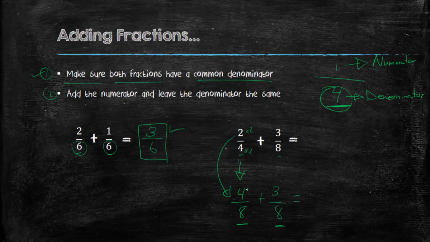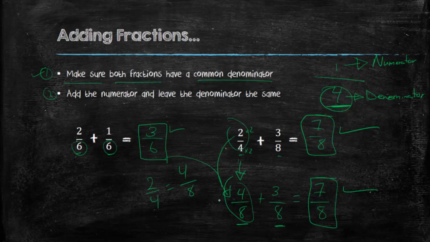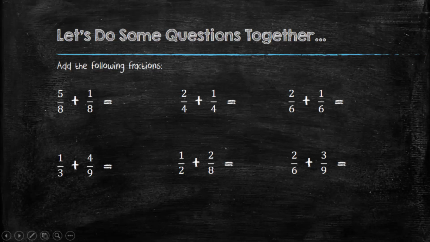8's, great. So now we add the numerators. 4 plus 3 is 7 over 8. So 4 over 8 plus 3 over 8 is 7 over 8. Or you could write it this way actually: 2 over 4 plus 3 over 8 is 7 over 8, and that would also be correct, because remember, 4 over 8 and 2 over 4 are the same thing. They're equivalent fractions.